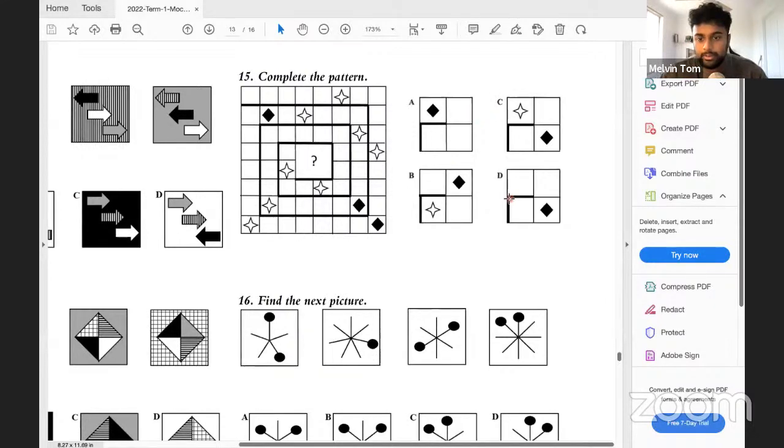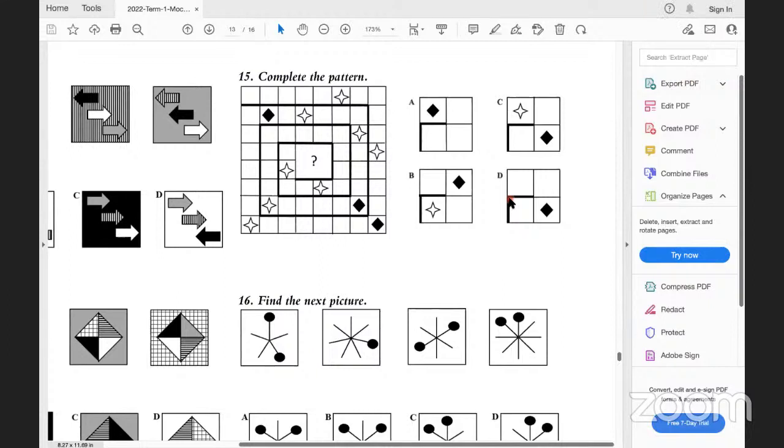Hunter, so your question: what are the common patterns in letters? Common patterns in letters are letters as a sequence. So A is one, B is two, C is three. Another common pattern is lines of symmetry. How many lines of symmetry are in a letter? It could be the number of straight lines, or the number of curvy lines.